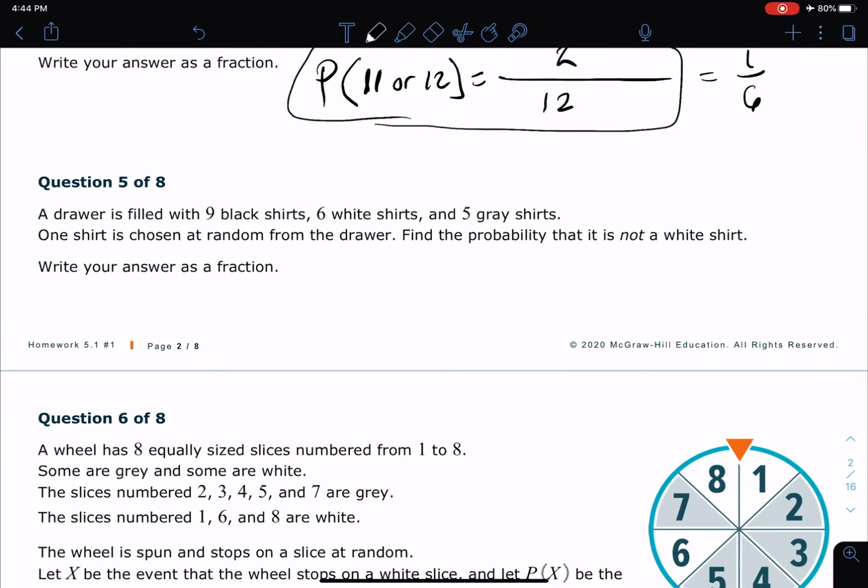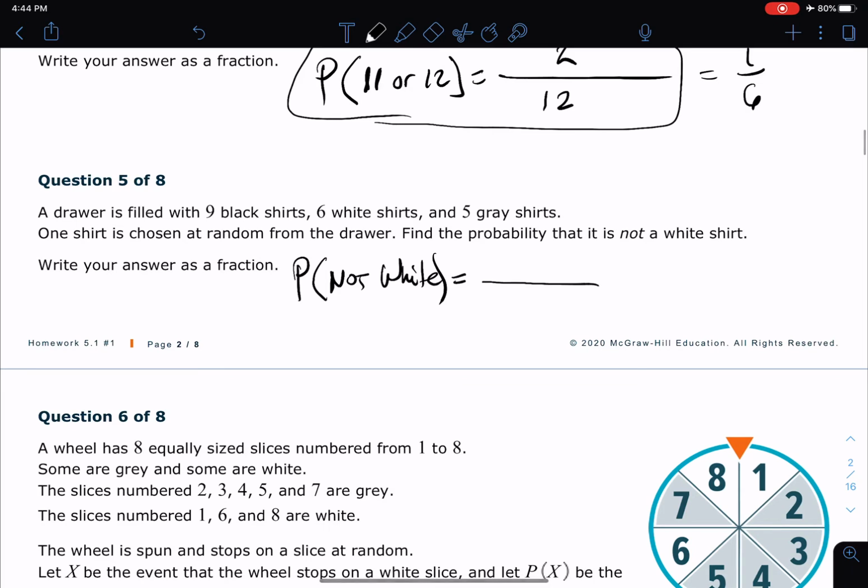Number 5. A drawer is filled with 9 black shirts, 6 white shirts, and 5 gray shirts. 1 shirt is chosen at random from the drawer. Find the probability that it is not a white shirt. Write your answer as a fraction. So we want the probability of not a white shirt. Not white would be a black shirt or a gray shirt.